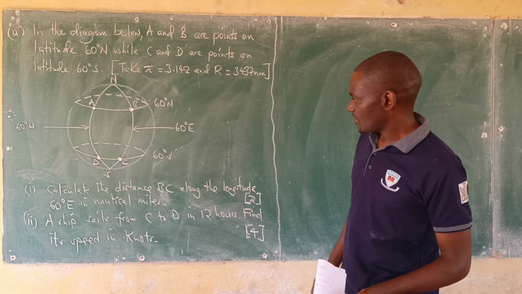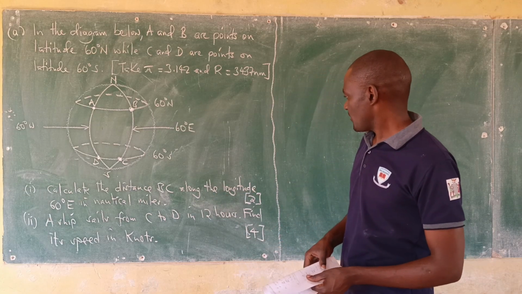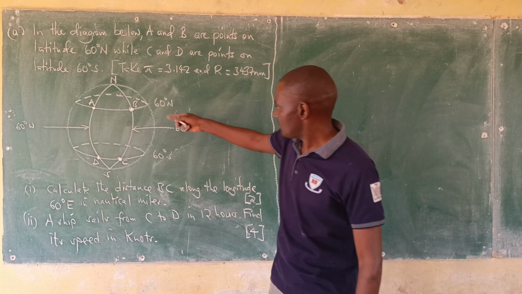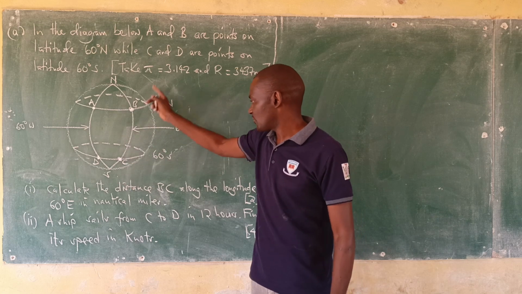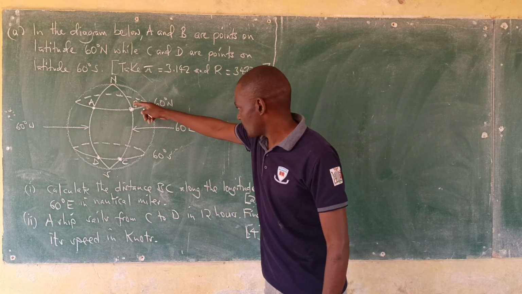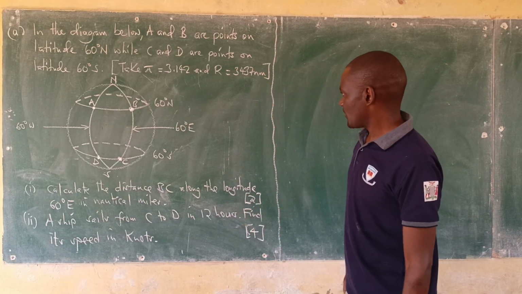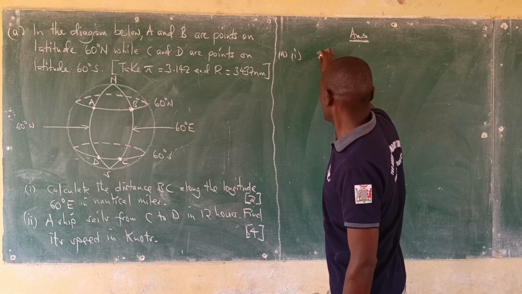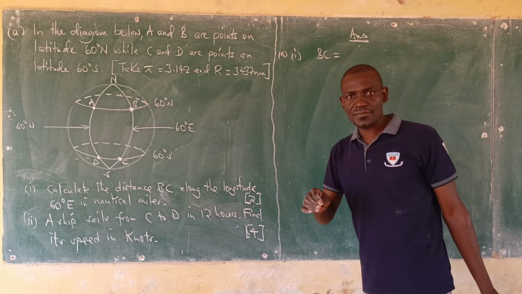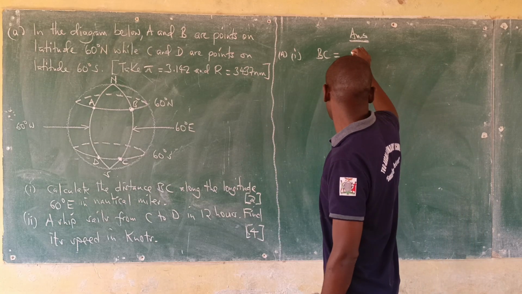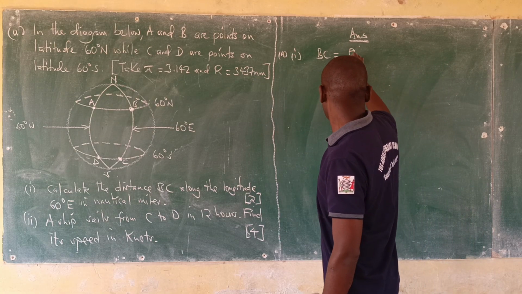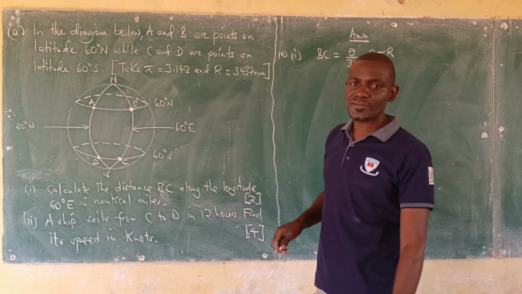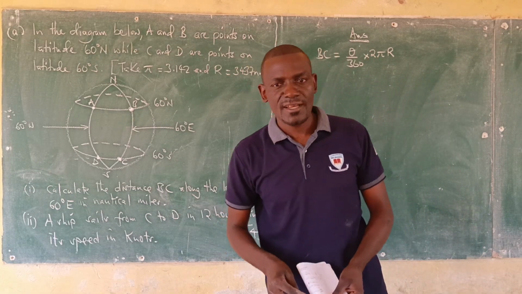Then the question says, calculate the distance BC along longitude 60 degrees east in nautical miles. So longitude 60 degrees east is this one. We want to calculate the distance BC, so from B to C. Now, to calculate that one, that is A1, BC will simply be calculated using this formula, theta over 360 times 2 pi r. So for the radius of the earth, we use capital letter R.